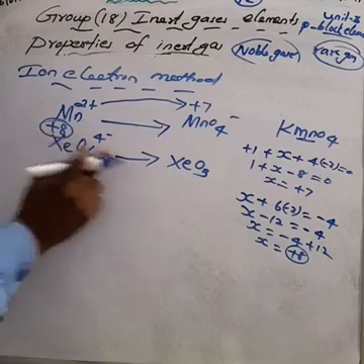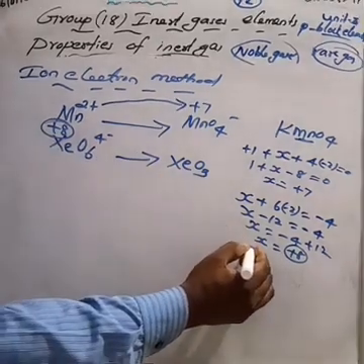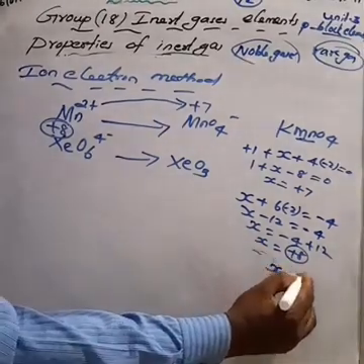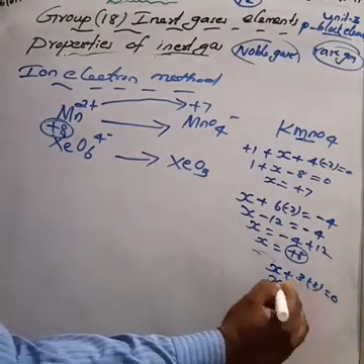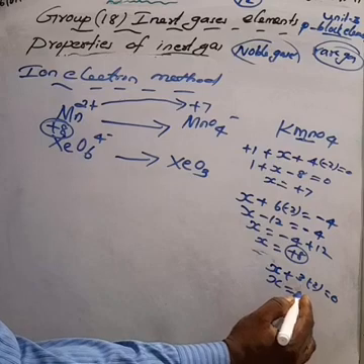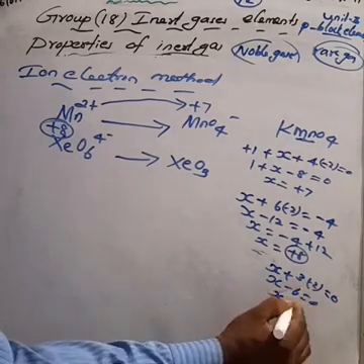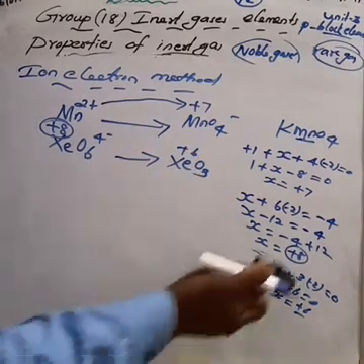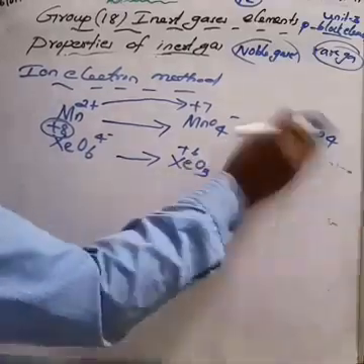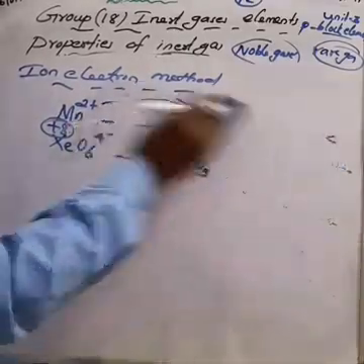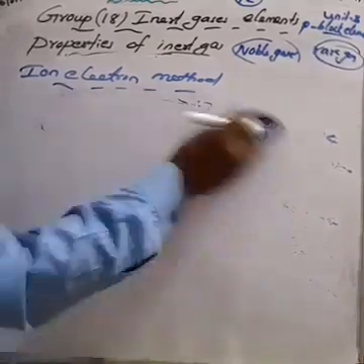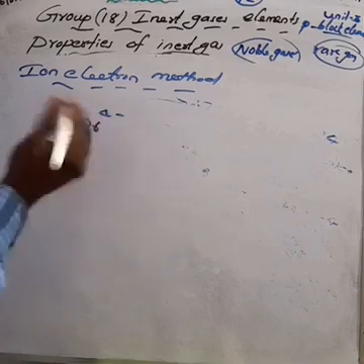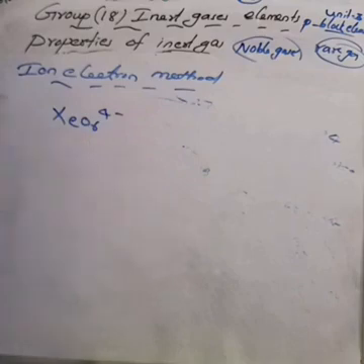It is converted to XeO3. What is the oxidation state of xenon in XeO3? Taking xenon as X plus 3 into oxygen's minus 2 is equal to 0, so X minus 6 is equal to 0, X is equal to +6 oxidation state. Then how can you easily solve this equation? First I write XeO6 4-, which has +8 oxidation state, but on the product side it has +6 oxidation state.